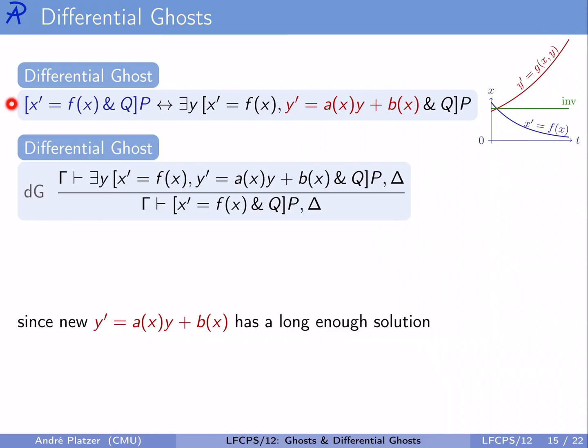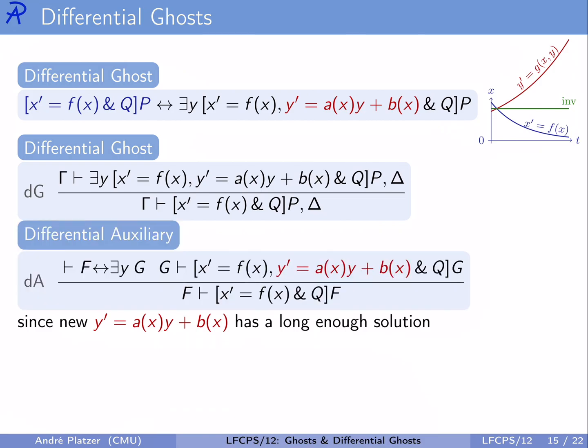This is the differential ghost axiom. We can package it up to a differential ghost proof rule, which, however, essentially does the same thing. It just says replace the left-hand side of this axiom by the right-hand side. So introduce, for some initial value y, the new differential equation, which is linear in the new variable.